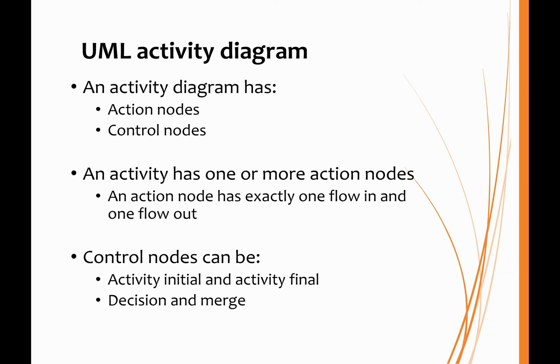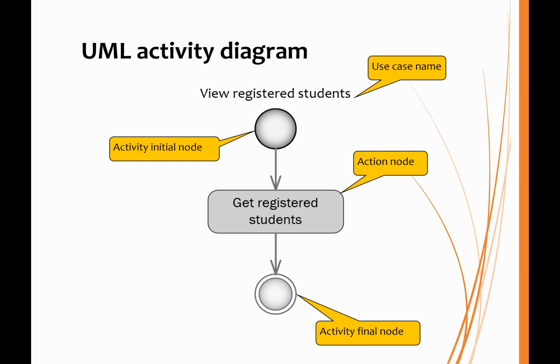An activity diagram has action nodes and control nodes, and we'll look at these in a few moments. An action node has exactly one flow in and one flow out, and control nodes can either be initial and final nodes or decisions and merge. Here's an example. We want to view registered students. Now, this is the name of the use case, and that comes directly from the use case diagram. This symbol is the activity's initial node, and this double concentric circle is the activity's final node. And in this particular use case, we've got one action.